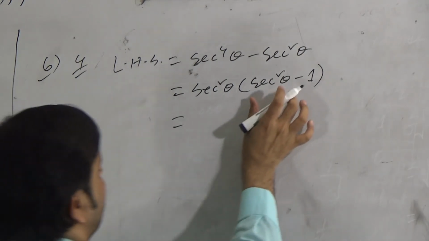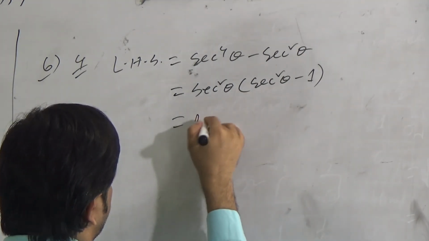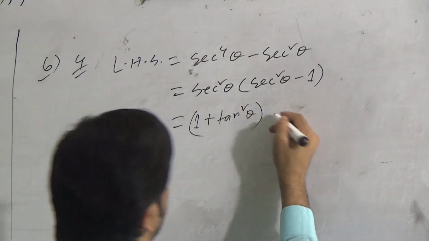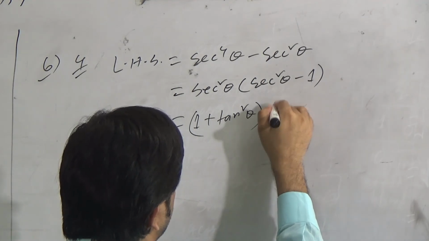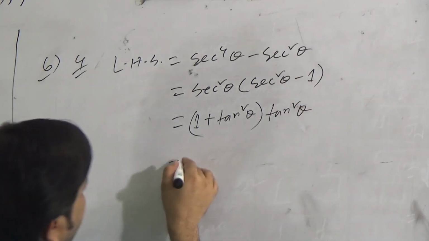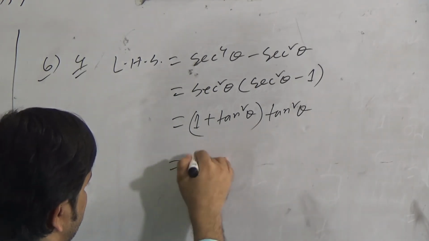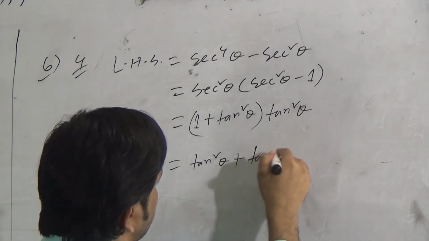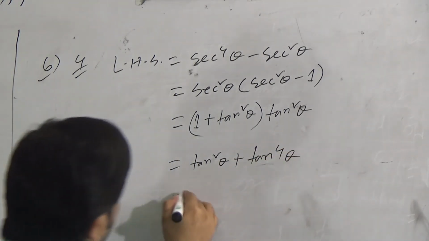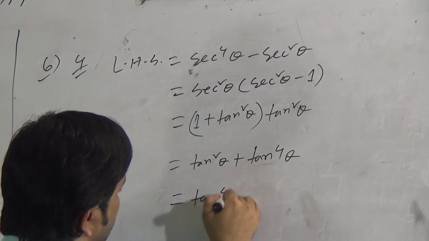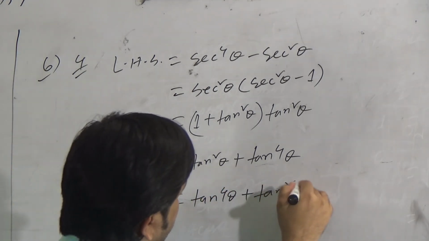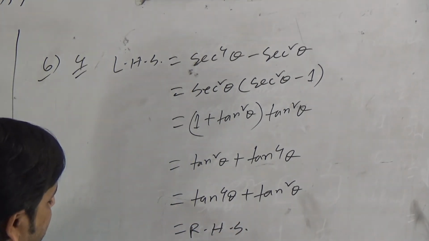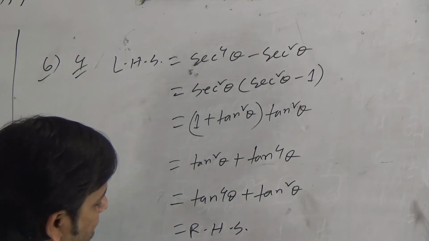Now for the sec square theta we can write sec square means 1 plus tan square theta, and we know sec square theta minus 1 is equal to tan square theta. So now if we multiply, we get 1 into tan square theta means tan square theta, and tan square theta into tan square theta means tan to the power 4 theta. So we can write here tan to the power 4 theta plus tan square theta. So this is the right hand side.